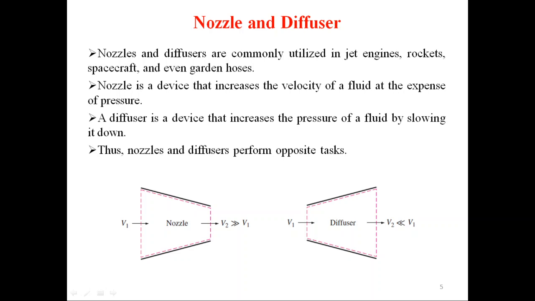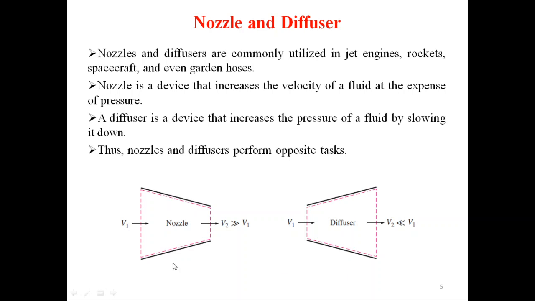Next is nozzle and diffuser. Nozzles and diffusers are commonly utilized in jet engines, rockets, spacecraft, and even garden hoses. Nozzle is a device that increases the velocity of fluid at the expense of pressure. A diffuser is a device that increases the pressure of a fluid by slowing it down. Thus, nozzle and diffuser perform opposite tasks.